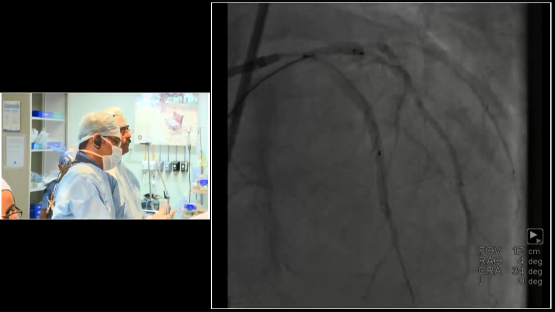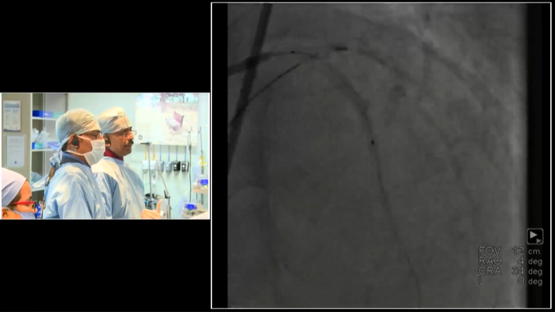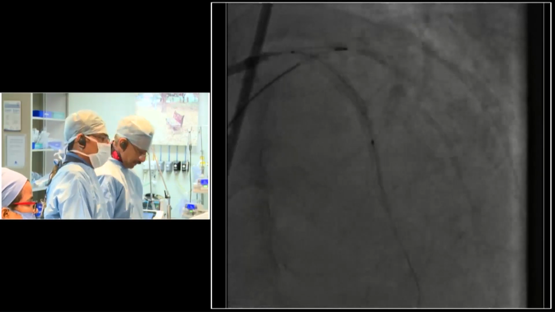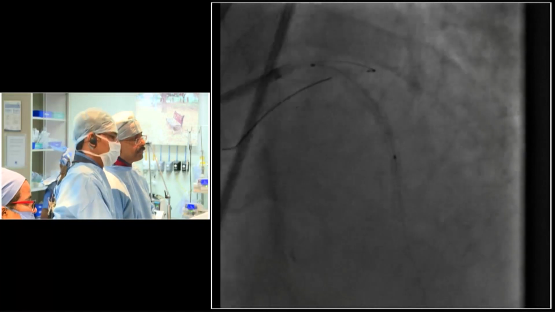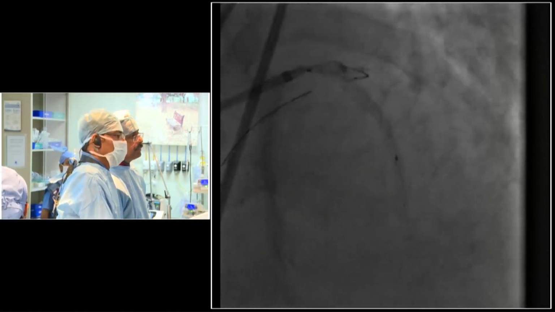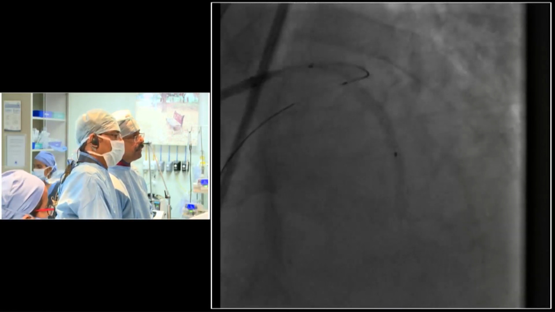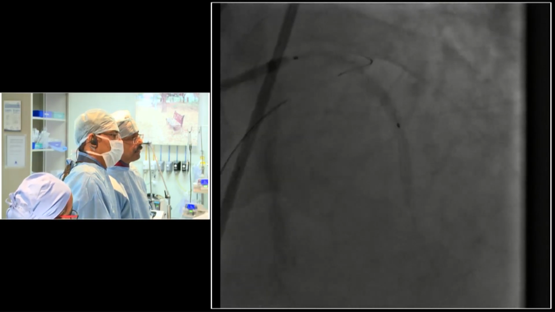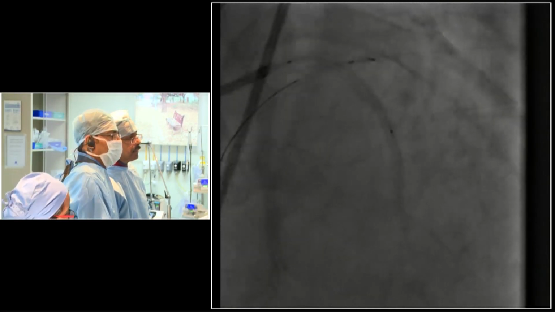Okay, so now we'll go to the RAO caudal and I'll measure the length from there. We'll dilate it at high pressure here. Maybe just bring it to the diagonal branch. We just keep the balloon at the diagonal, so we go at high pressures and see the, as Bhubadi mentioned, we test the expansion also.